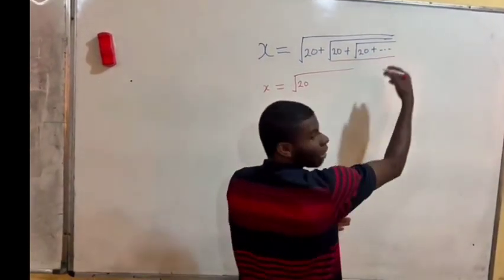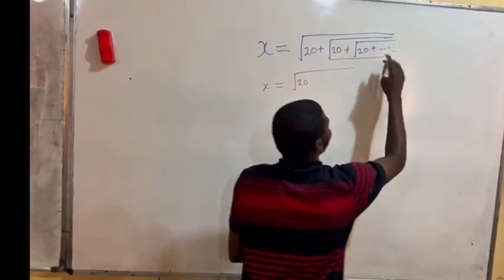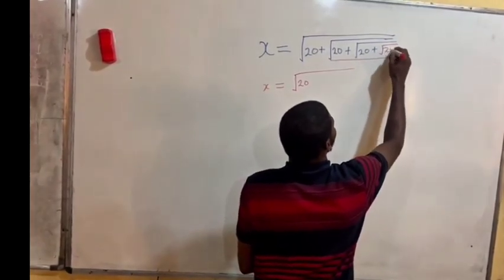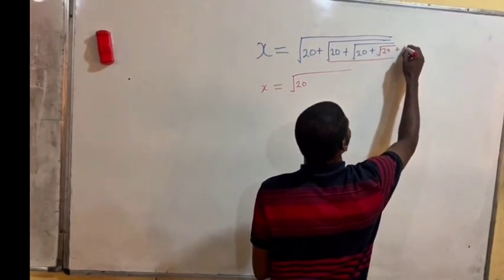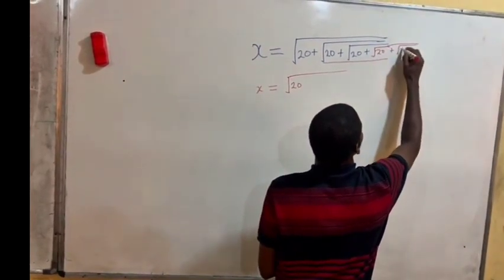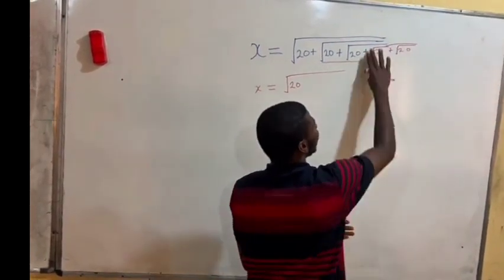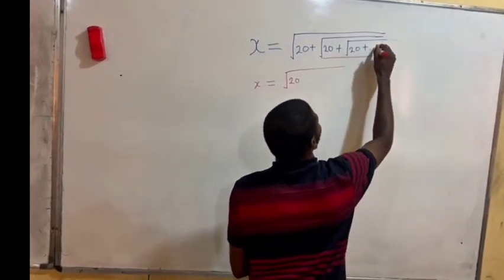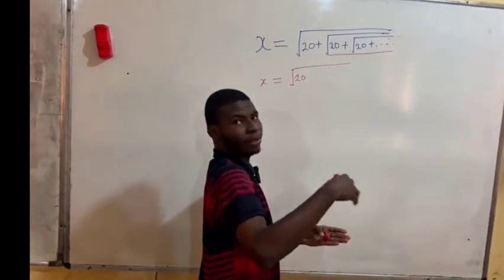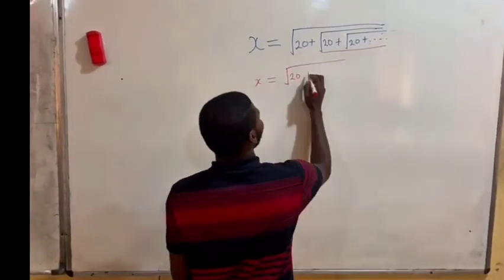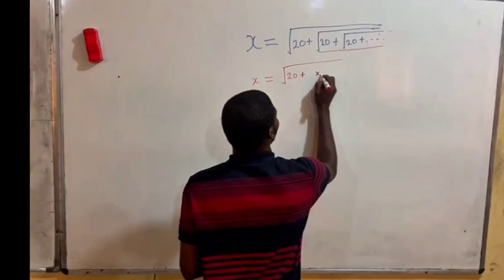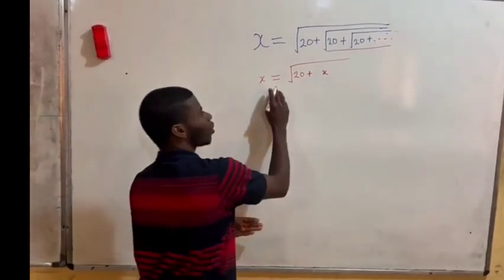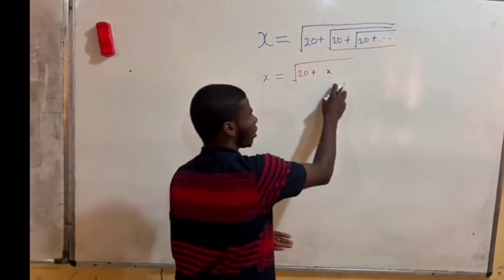If I should elongate this equation, I can write it as square root of 20 plus square root of 20, and it keeps on going, but we don't want that. So it's better for us to write this as dot dot dot because it keeps on repeating itself. Then I can just replace it as x because it's still the same thing. So we have x equals square root of 20 plus x.